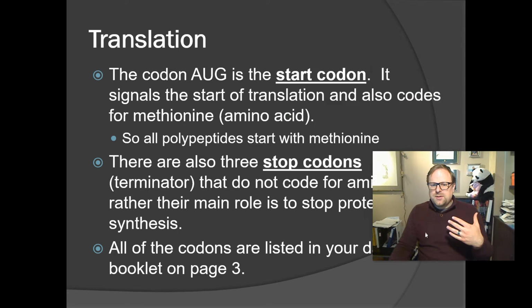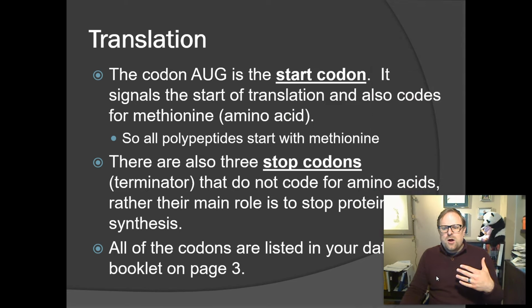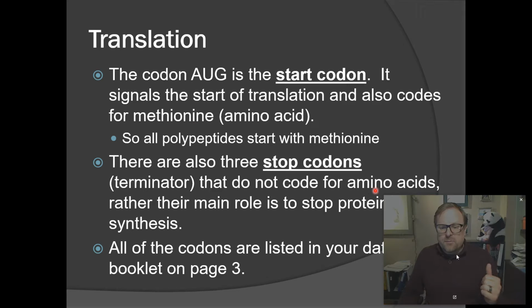Just a couple of things to note. There is what we call a start codon. The start codon on the messenger RNA is AUG. That also codes for methionine, which is one of the amino acids. So every gene that we are going to code starts with a methionine amino acid on the beginning of it, okay?